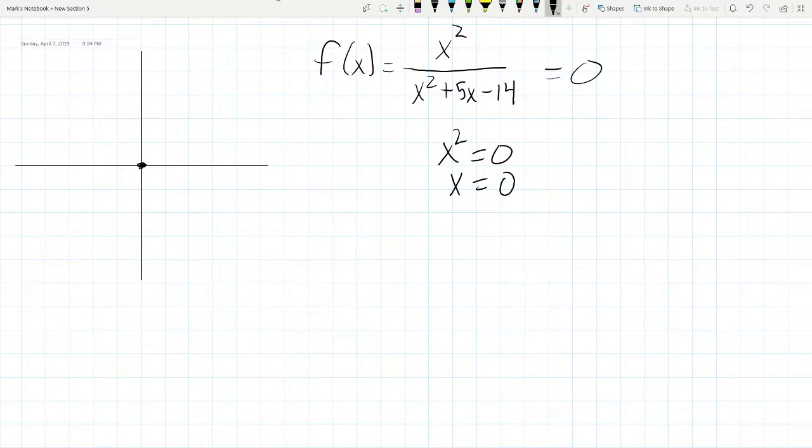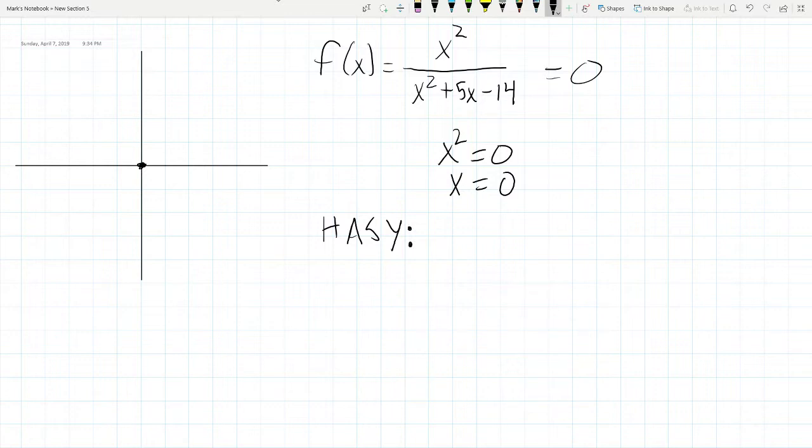Next, we'll go ahead and find the horizontal asymptote. Just abbreviate that HASY. And remember, to get the horizontal asymptote, all we have to do is divide these two terms.